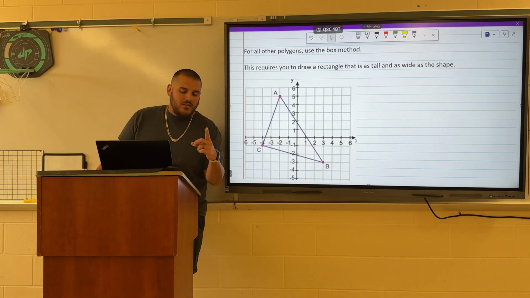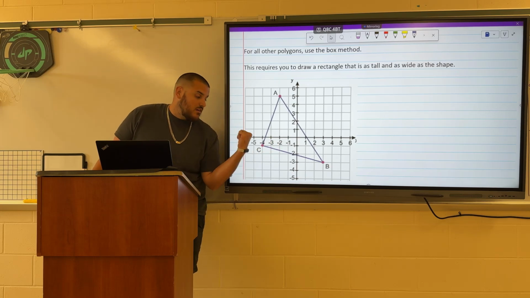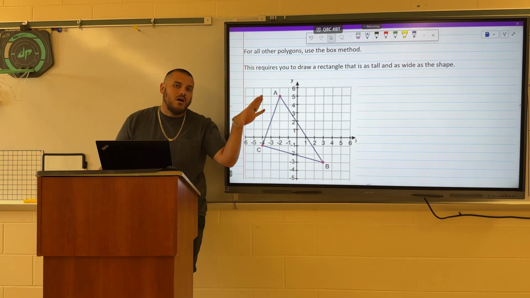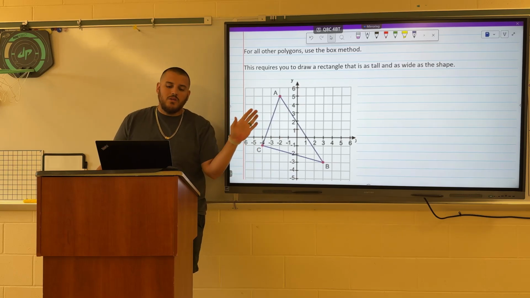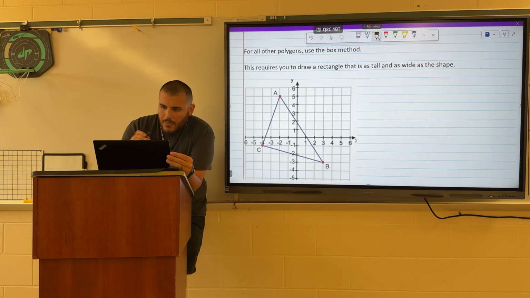And one important thing to note as we draw this triangle, to be as tall and as wide means these points that are furthest to the left or furthest to the right or furthest up or furthest down need to be on this rectangle that we draw around our shape. So to be as tall and as wide as this triangle, I'm going to draw this in red so that you can see, hopefully, we would need to draw this.